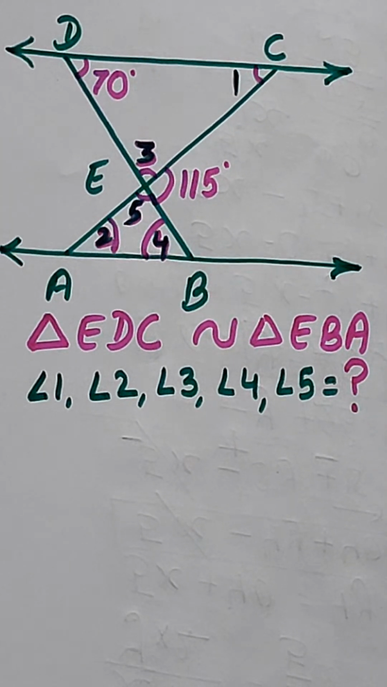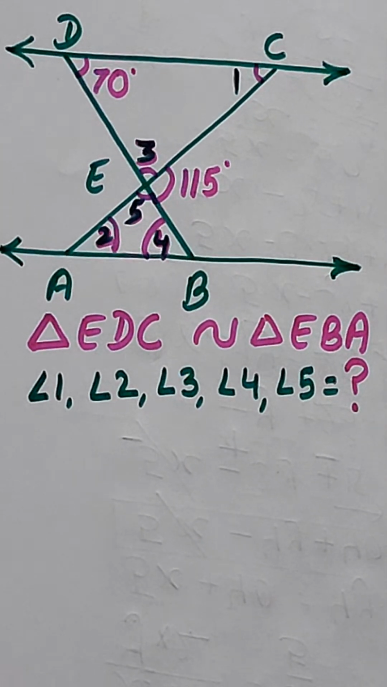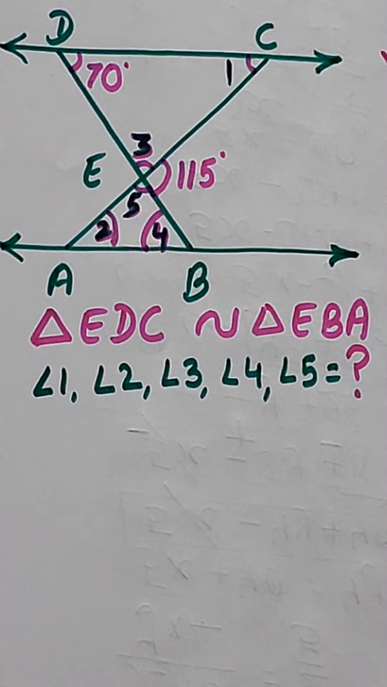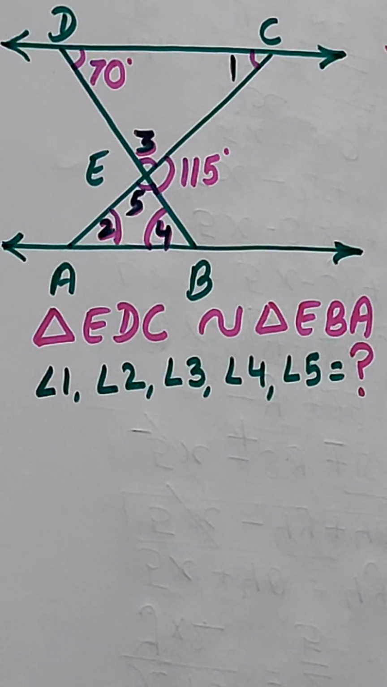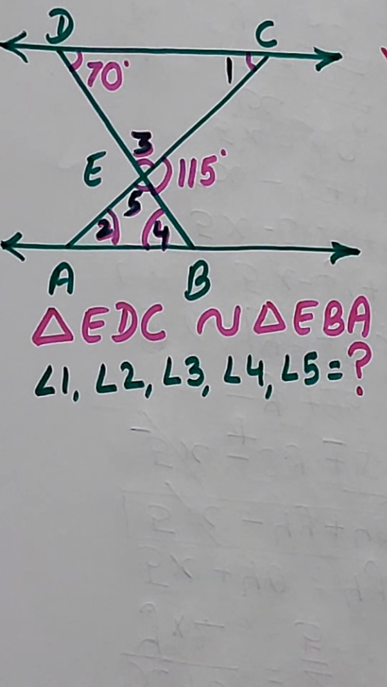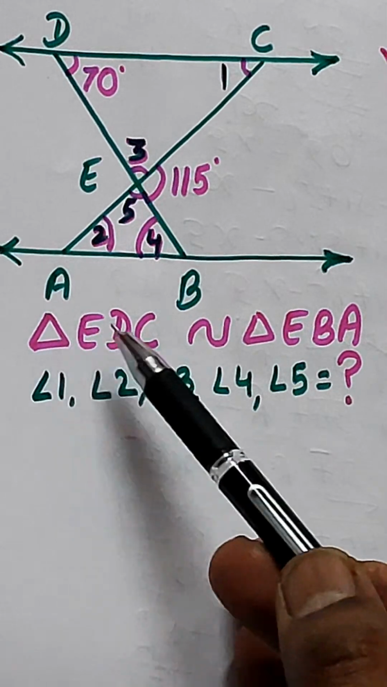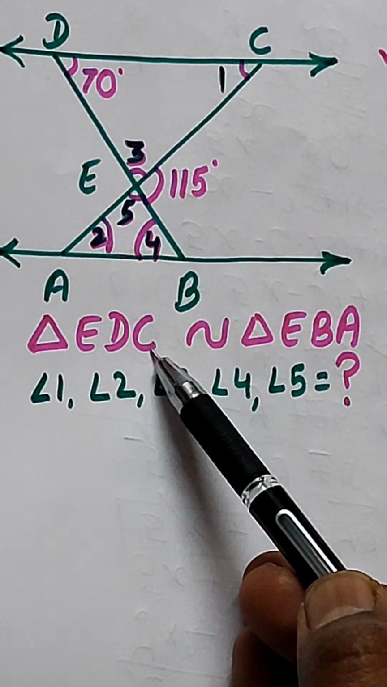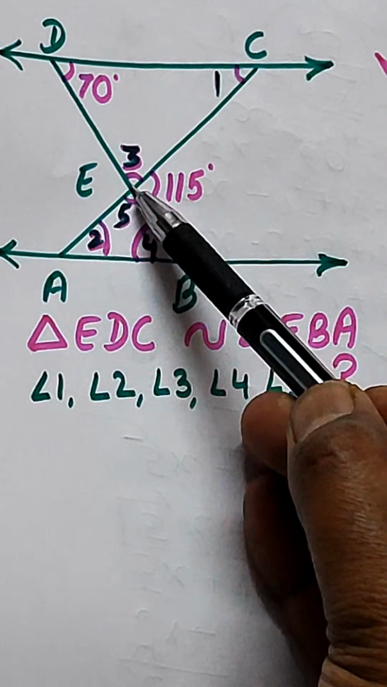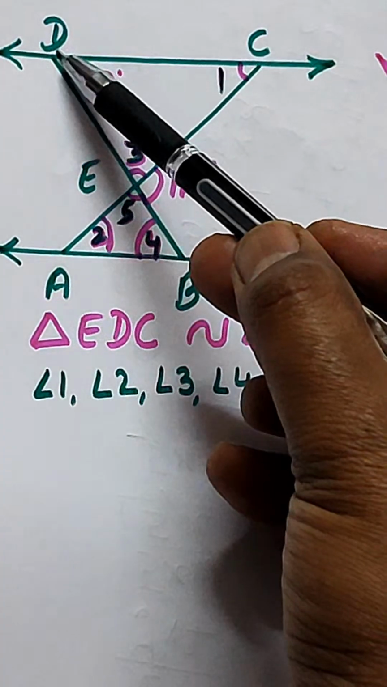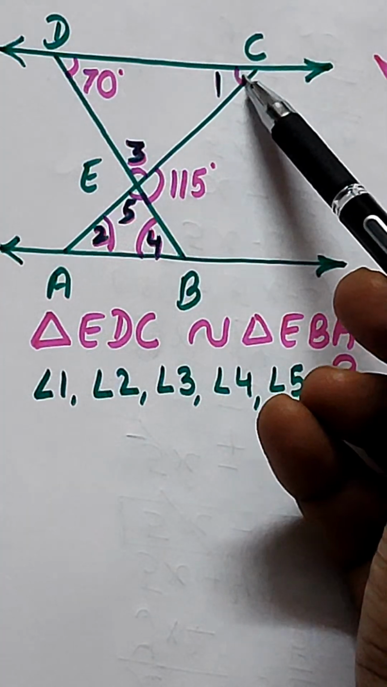So today we will solve this question where two triangles are given. This is a question from similarity, but we will use other concepts also to solve this. In this question, triangle EDC, that means E is here, D is here, and C is here.